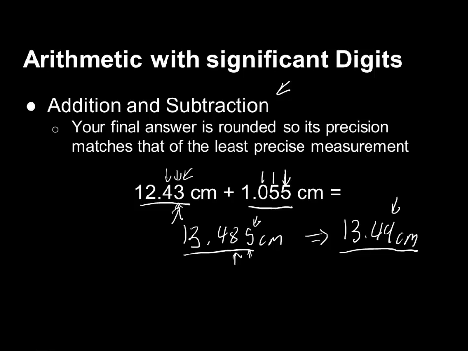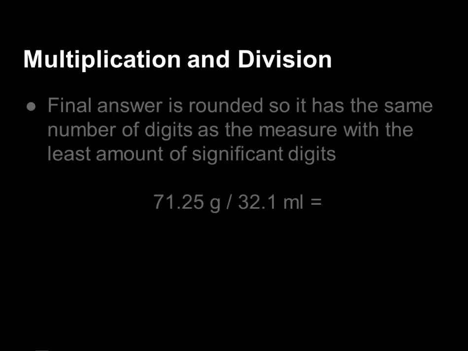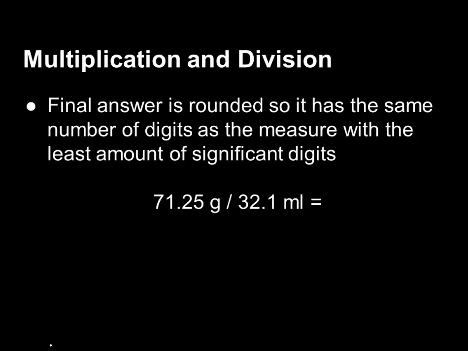The rule with multiplication and division is a little bit different. Instead of looking at the least precise thing, we round it so that it's got the same number of digits as the least number of digits. Okay, so what that means is this thing right here has 3 significant digits in its measurement. This has 4 significant digits. We're going to use this one. Our final answer is going to have 3 total significant digits.